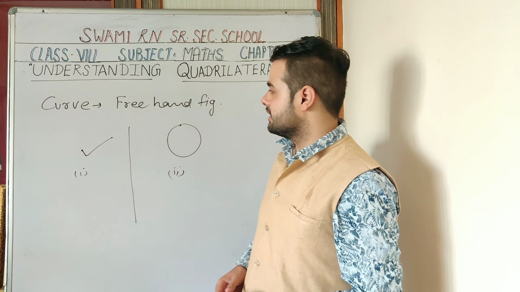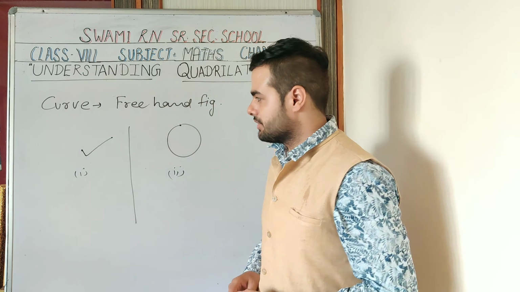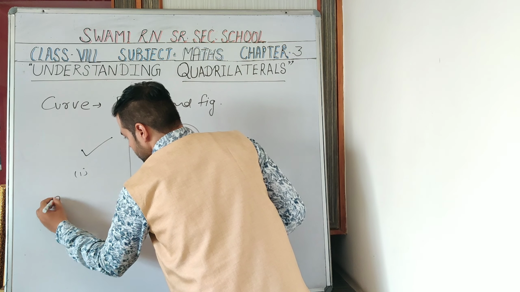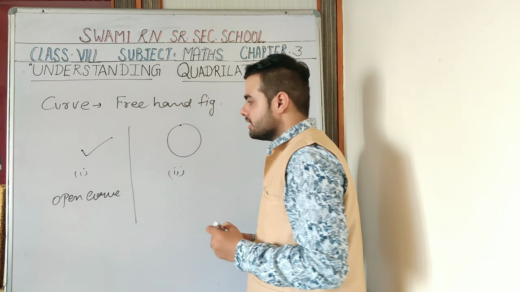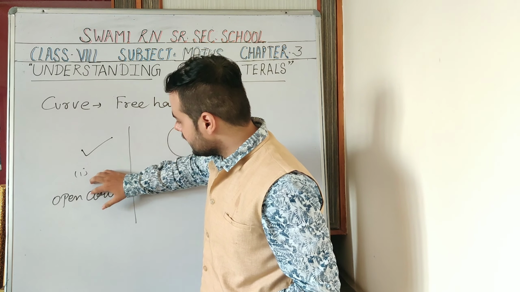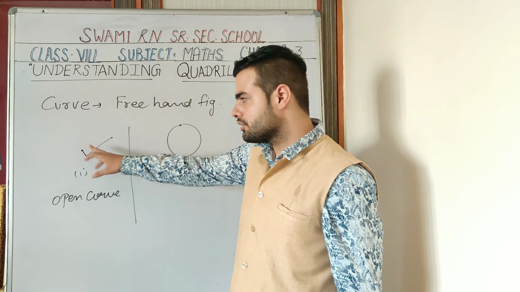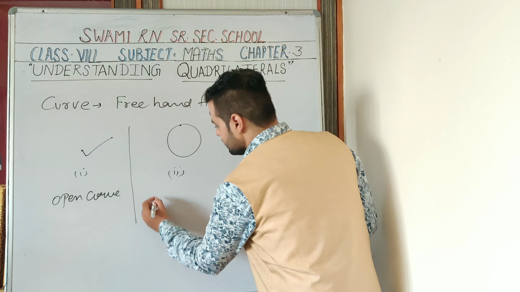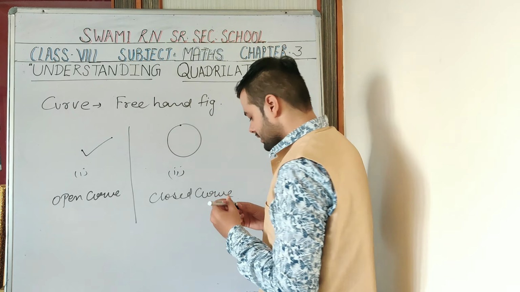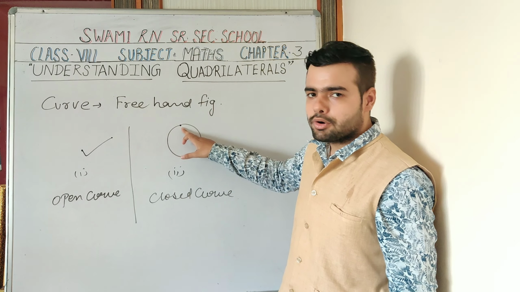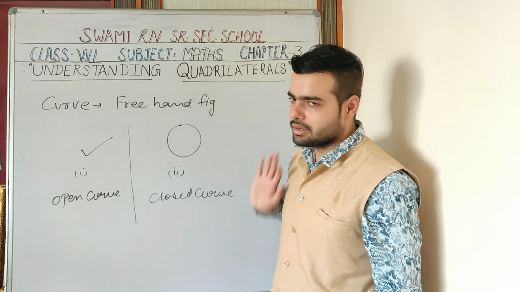Now we can say that curves are of two types. The first one is the open curve, and that is an example of an open curve in which the starting and ending points are not joined together. And that is the closed curve, in which the starting and ending points are joined at any one point.